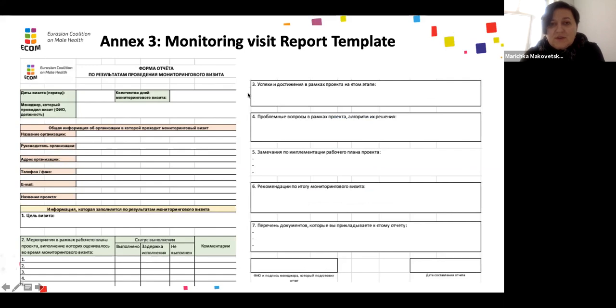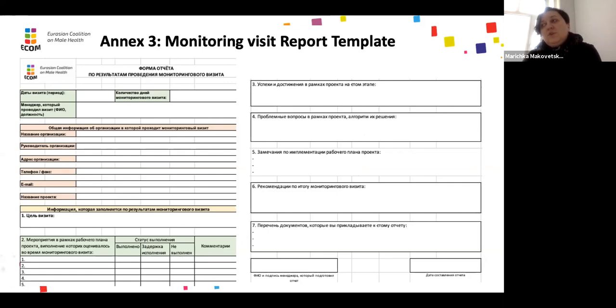Also, I was asked to prepare and develop some monitoring form for you. So I developed a small one, which has the number of days of monitoring, information on the organization which you want to monitor, and the goal of your visit. Then here you put any activities and the status of these activities, like completed, delayed, or failed, and some comment on why it happened. Again, it's important in a monitoring visit to say about some achievements, about some problems, and how you want to fix them, and some recommendations as results of your monitoring visit.